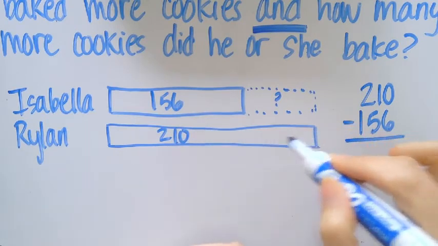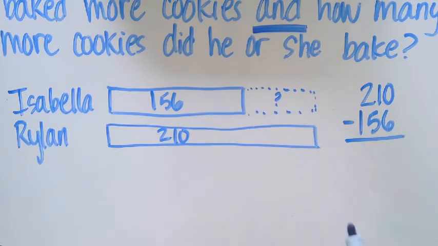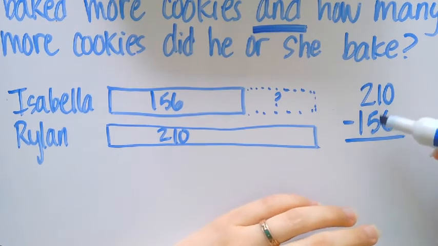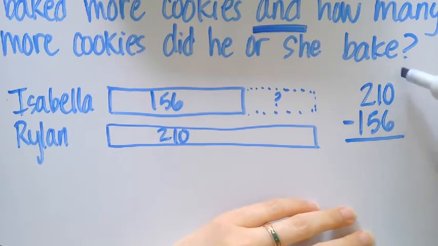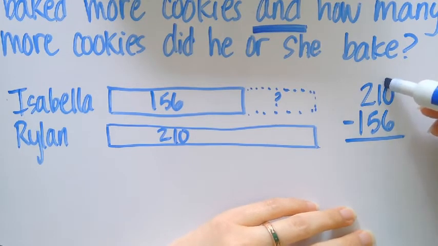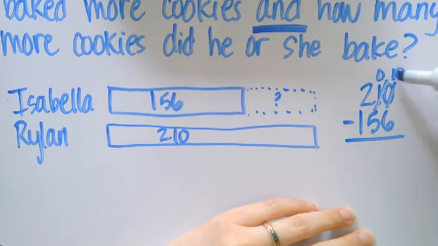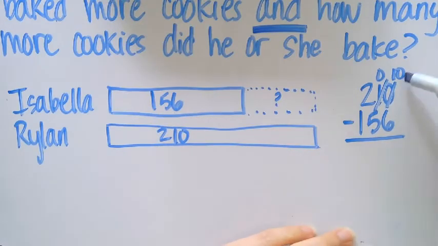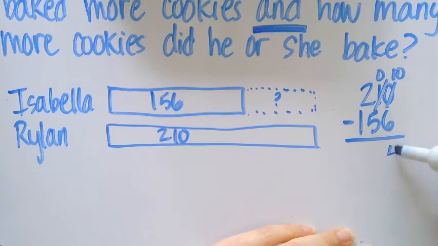How many more is 210 than 156? So setting that up, we're subtracting 210 minus 156. Can we take 6 away from 0? No, 6 is greater than 0. So what do we do? We go next door and borrow some more. Can we borrow from 1? Yeah, this 1 will become a 0. This 0 will become a 10. We're just taking one group of 10 when we borrow. That's it. Can we take 6 away from 10? Yes, 10 minus 6 is 4.